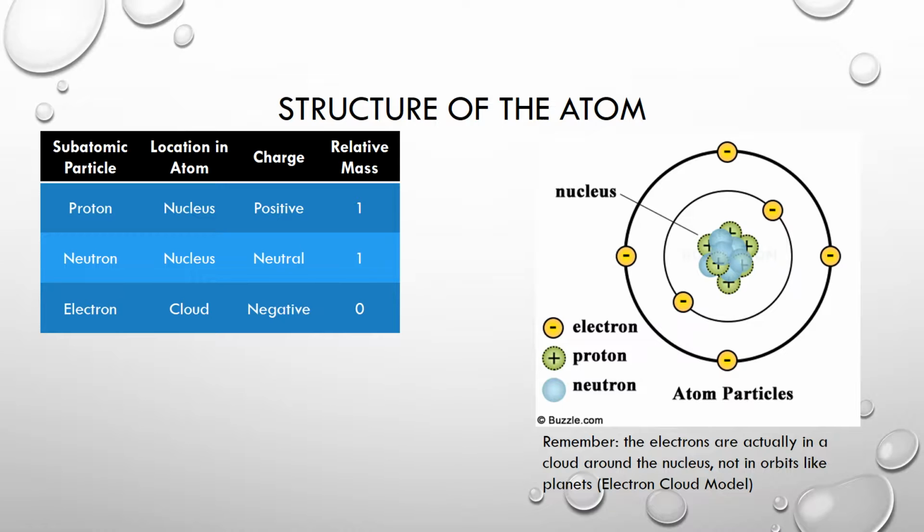and electrons are negative. In terms of relative mass, meaning compared to each other, protons and neutrons are about the same size, so they have a relative mass of 1, whereas comparatively speaking, electrons are so tiny that we consider them to not have any mass at all.